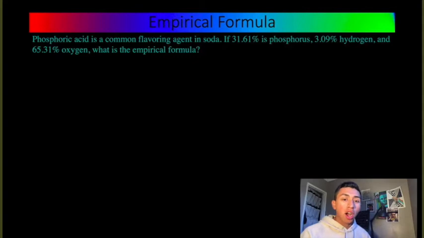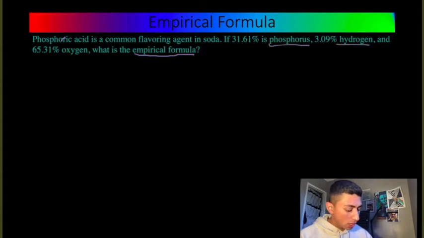Phosphoric acid is a common flavoring agent in soda. If 31.61% is phosphorus, 3.09% is hydrogen, and 65.31% oxygen, what is the empirical formula? So I'm going to underline some key things here. Empirical formula, right? That's what we're asked for. And we know that we have three different elements: phosphorus, hydrogen, and oxygen in this specific chemical compound, right?